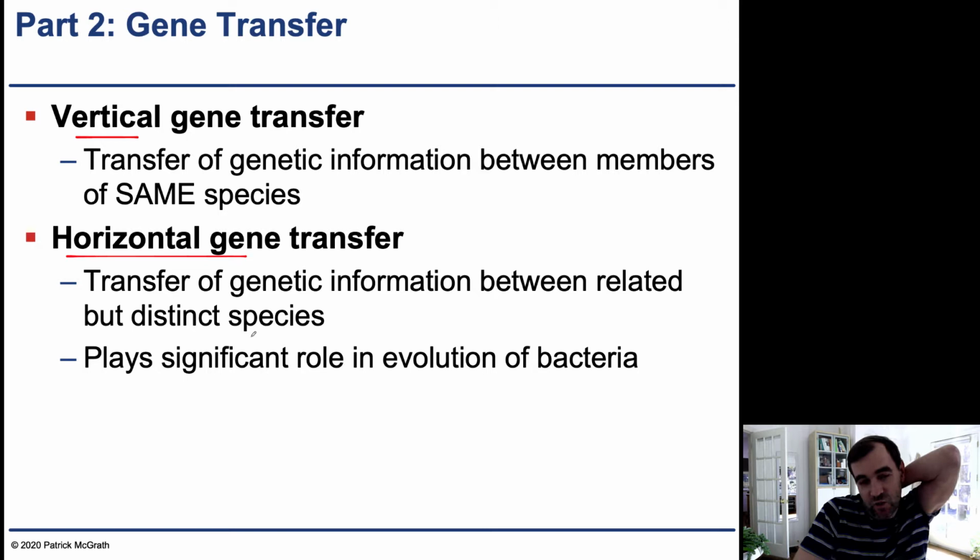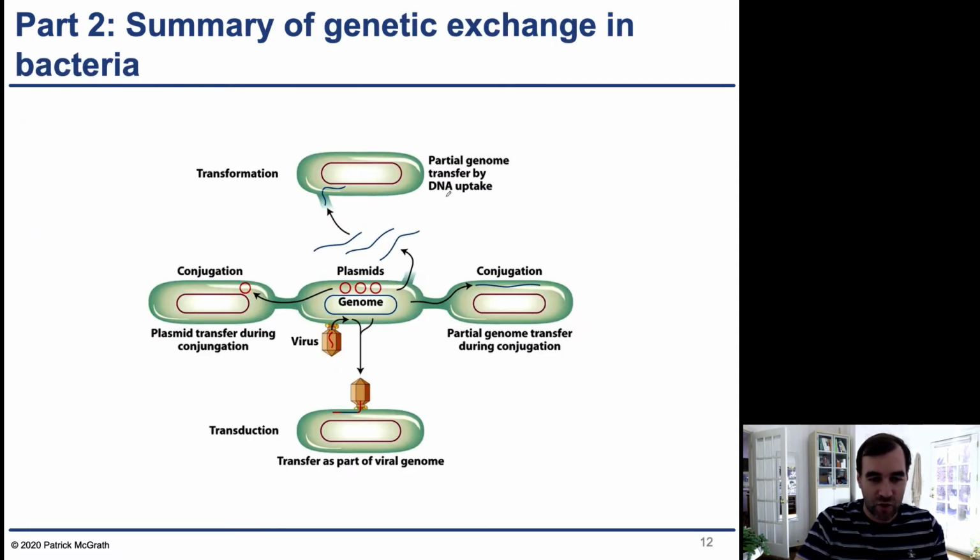It's a big reason why antibiotic resistance spreads so quickly: if a bacteria becomes resistant to a given antibiotic, you're not limited to that species. That gene can actually transfer between a number of different species of bacteria. And so that allows resistance to spread much more rapidly than normal.